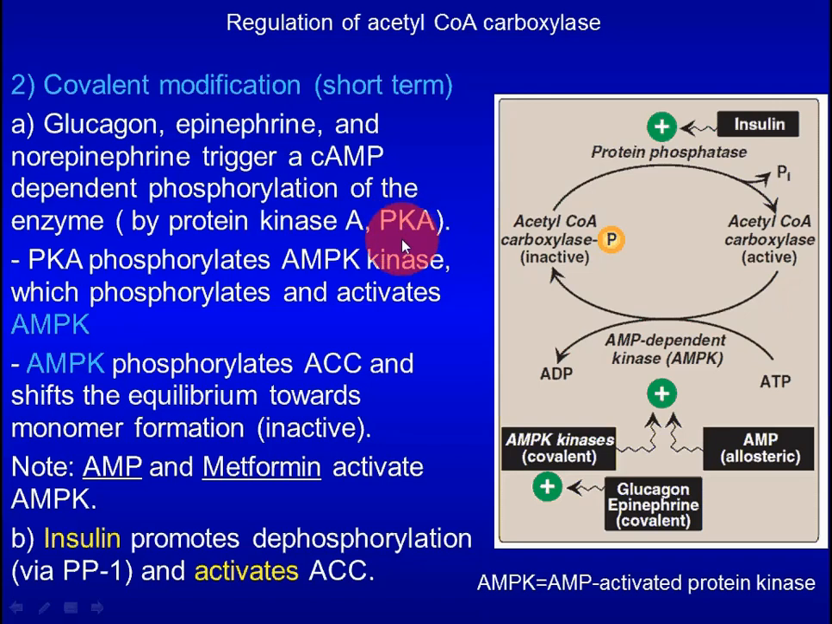Protein kinase A phosphorylates and activates AMPK kinase. AMPK kinase then phosphorylates and activates AMPK. Okay, AMPK is shown here. AMPK then phosphorylates ACC and makes it inactive.